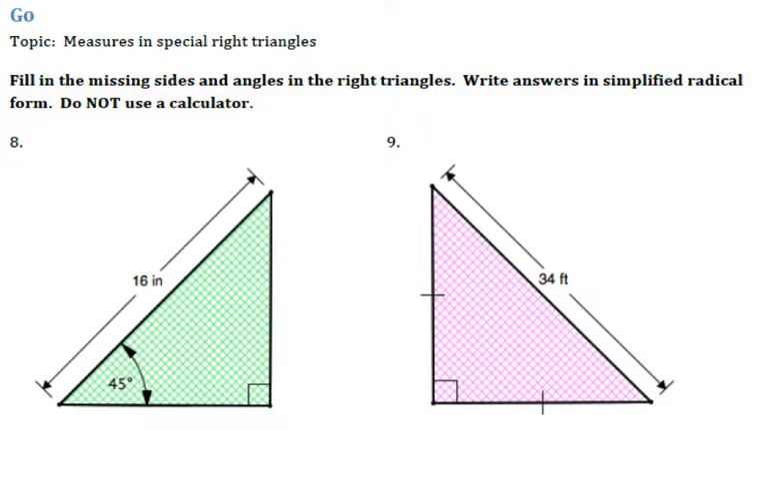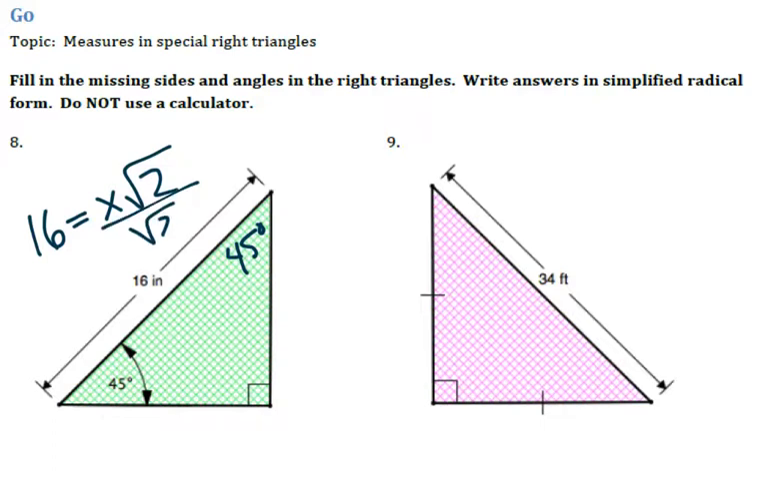Alright, so now let's take a look at some more of these special right triangles, okay? So it says fill in the missing sides and angles in the right triangles. Write answers in simplified radical form. Do not use a calculator. So, this one, 45, 45, 90. So, the hypotenuse 16 is equal to the side length times the square root of 2.